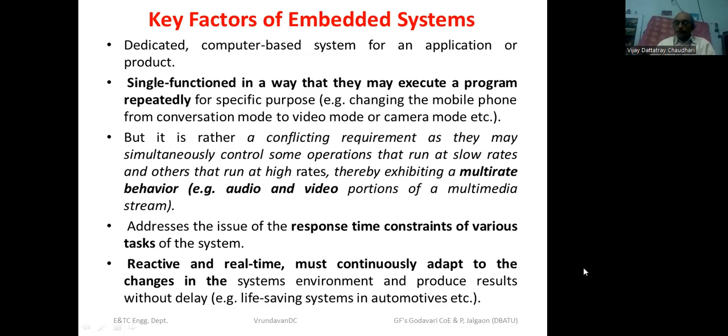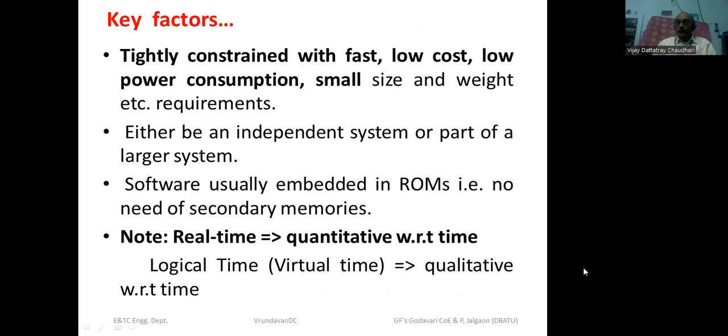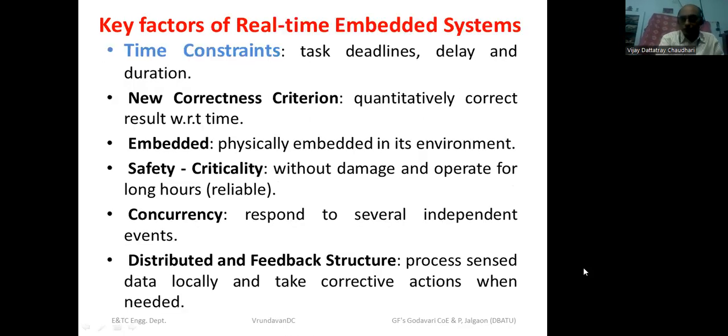For example, a life-saving system in automotive. Then tightly constrained with fast and low cost, low power consumption, small size and weight are the basic requirements of the embedded system, either as an independent system or part of a larger system. Software is usually embedded into the ROM, that's why there is no need for secondary memories in an embedded system. Now note that a real-time system is a quantitative system, while a logical system, means virtual system, is a qualitative system with respect to time.